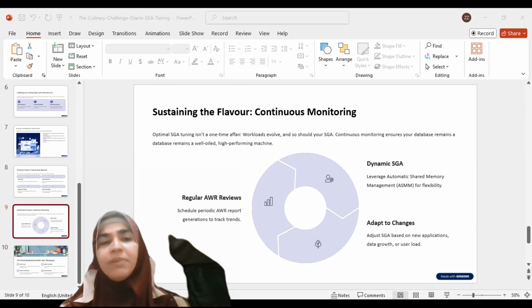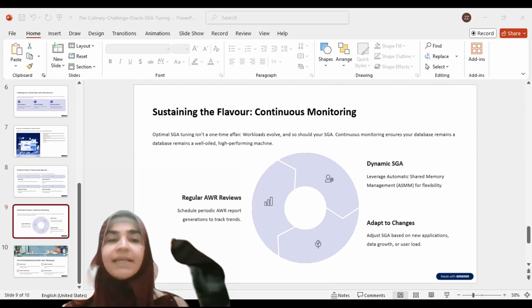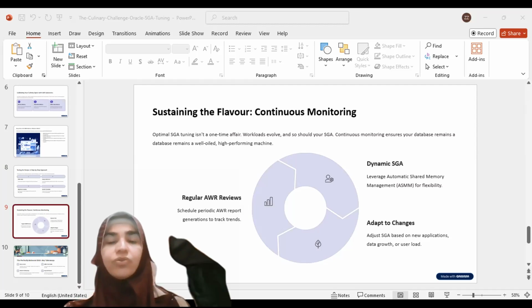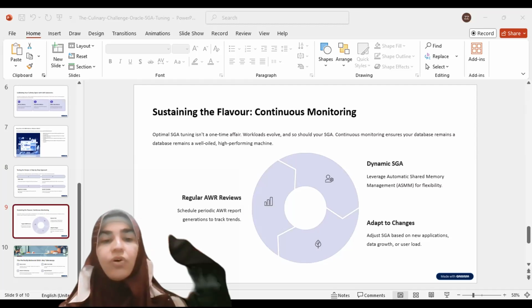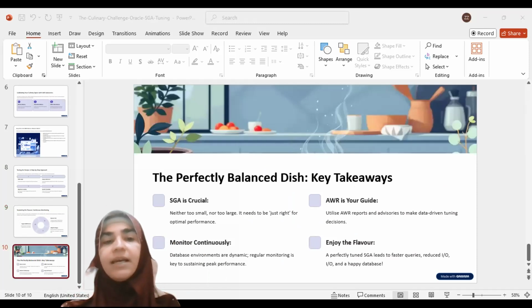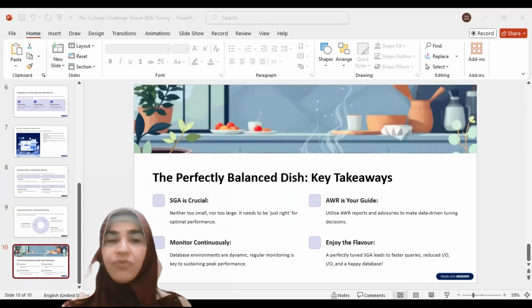To wrap up, always make sure your SGA is balanced. It should not be too small or too large. Use AWR as your guide. Its reports and advisories are invaluable. Keep monitoring. The workloads evolve, so should your memory tuning. The last slide is your key takeaways. Keep monitoring and finally enjoy the flavor. A perfectly tuned SGA means faster queries, reduced IO, and a happy, high performing database.